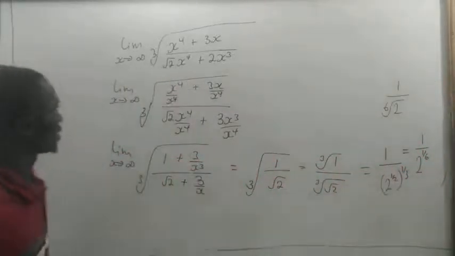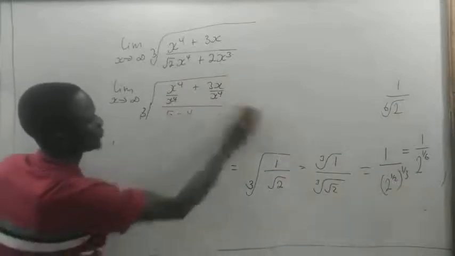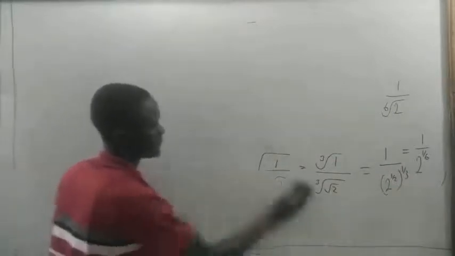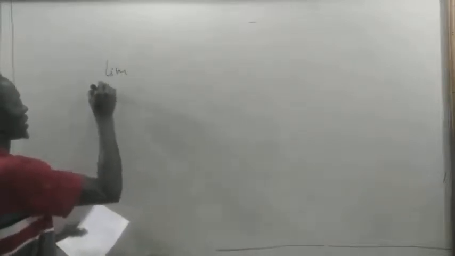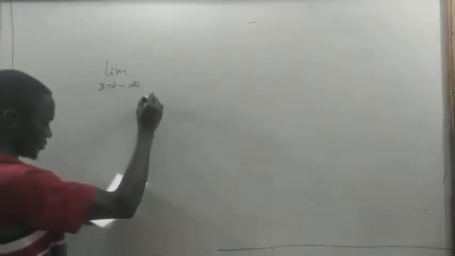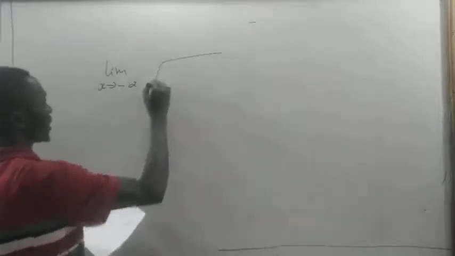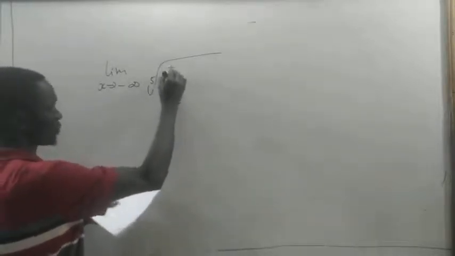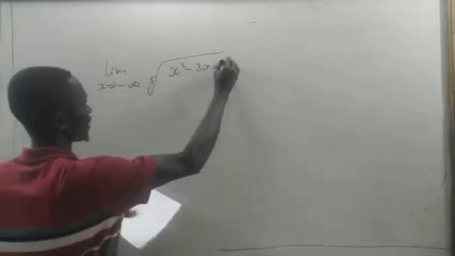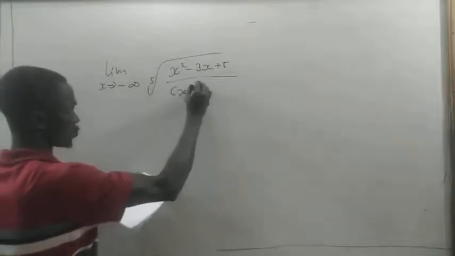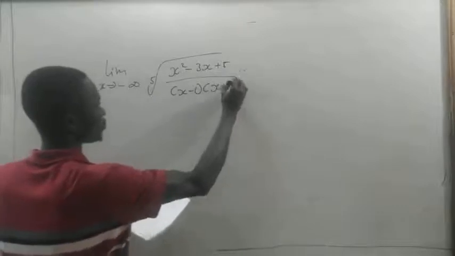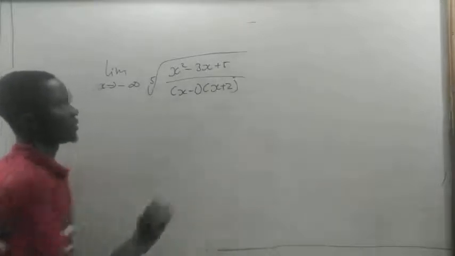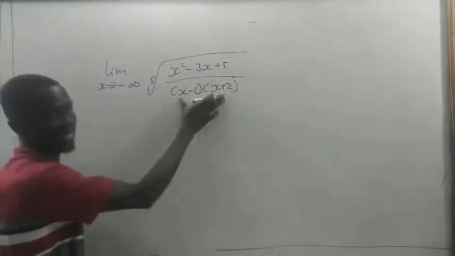Now let's check the next example. In the next example, we are going to consider this. This is not difficult. The limit as x approaches negative infinity. We are considering the 5th root of x squared minus 3x plus 5, all divided by x minus 1 times x plus 2. So here, in simple terms, just expand the denominator.